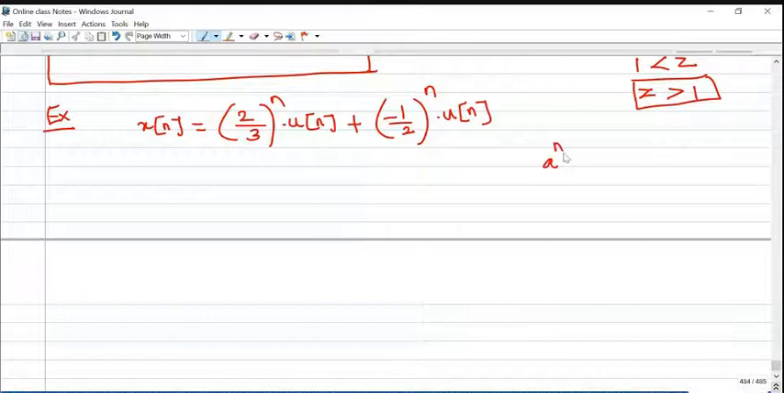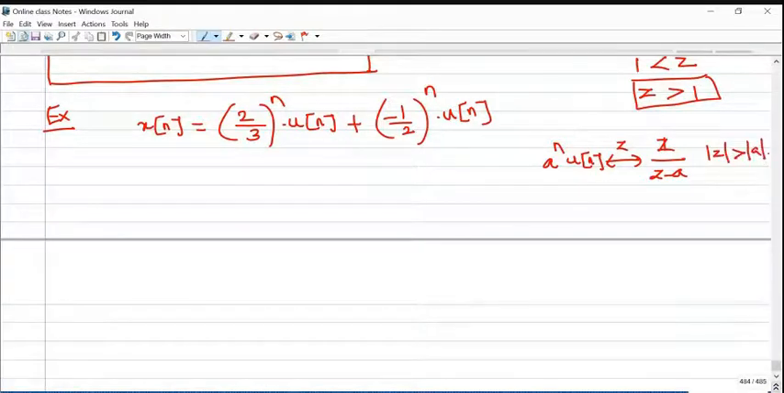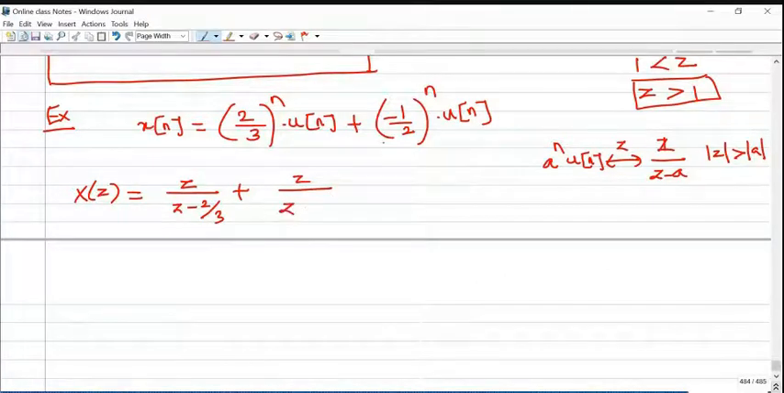So what is the formula? For a^n u of n, the z transform is z divided by z minus a, and the ROC is modulus z greater than modulus a. So directly write your result: z divided by z minus 2/3, plus, in the second step, z divided by z minus (-1/2), so we get z divided by z plus 1/2.